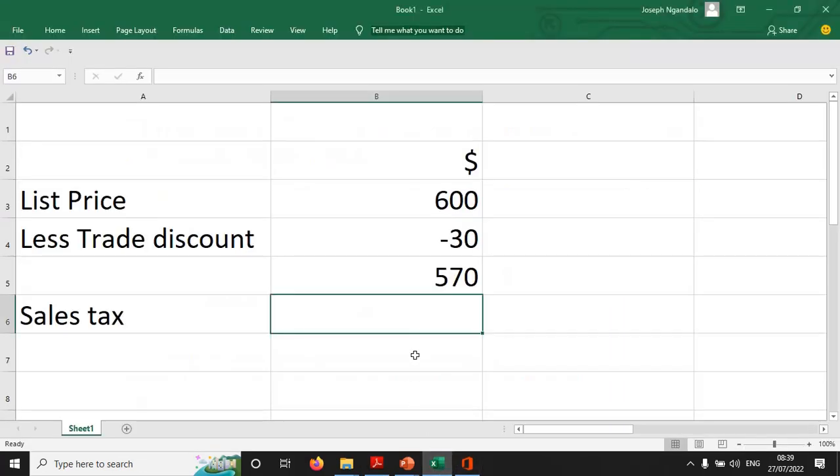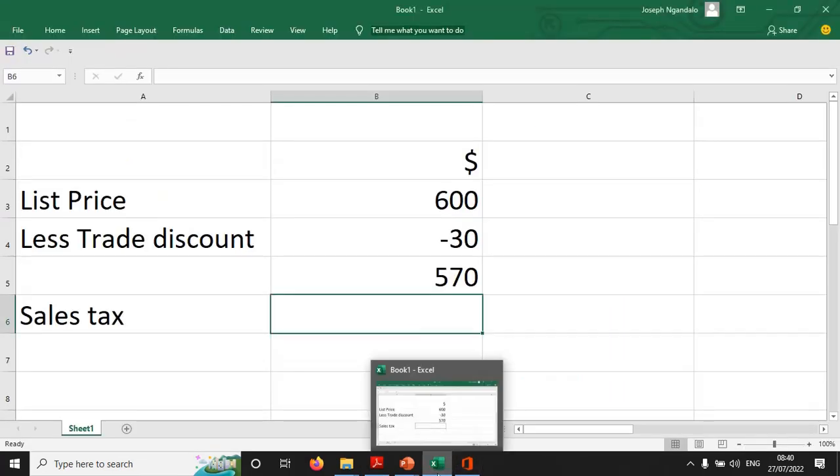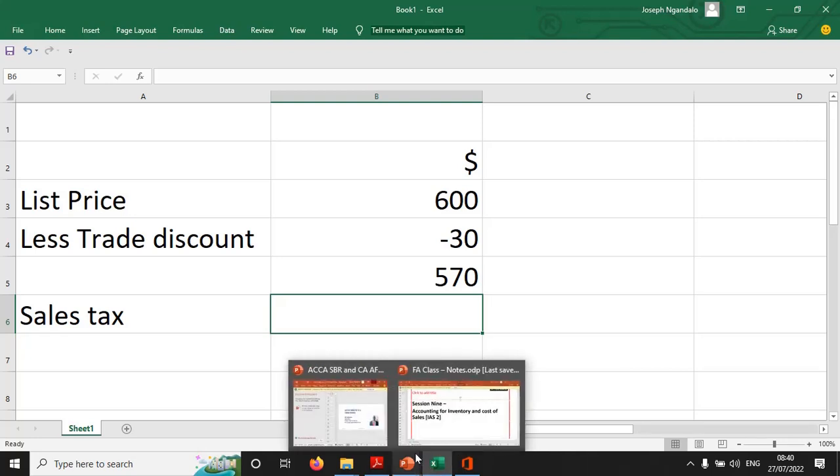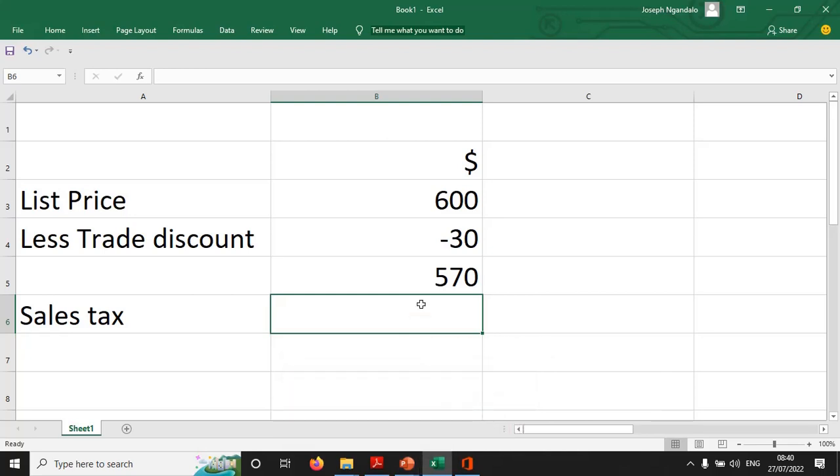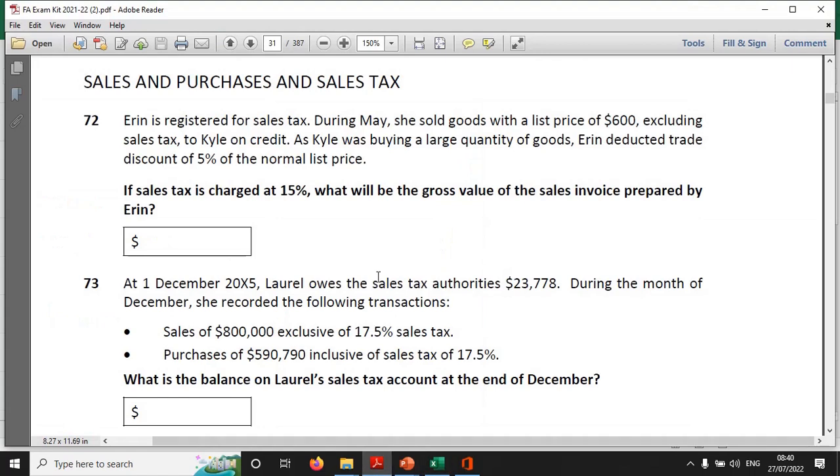So let's proceed. What is the rate? The rate is 15%. Come again? You don't have the question? I told you to counter check. Okay, maybe some people do not have it for real. Let me just try to share this with you, all right?